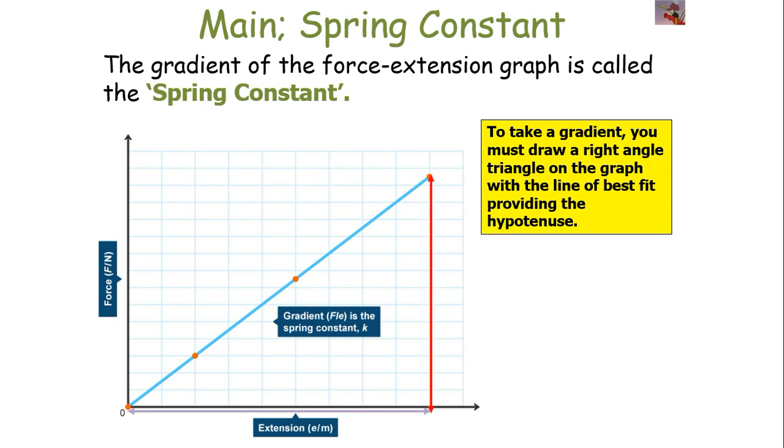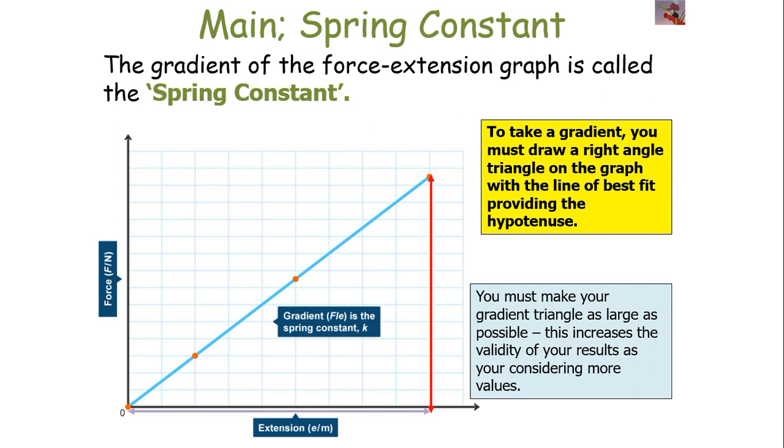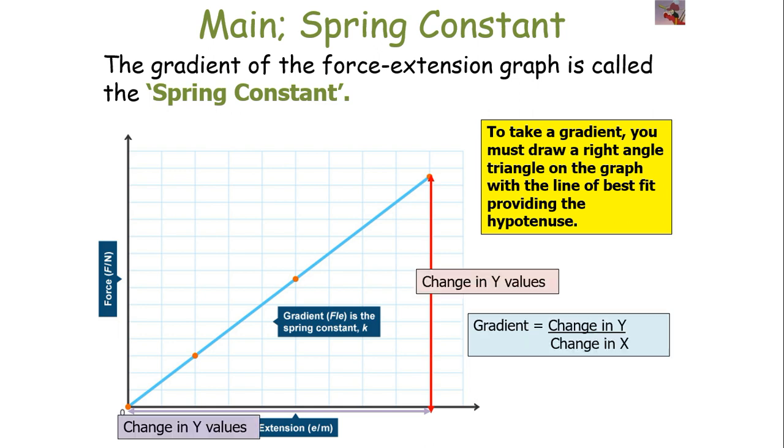Now, if you remember, how to work out a gradient is you make your right-angled triangle on the graph with the line of best fit providing your hypotenuse. Now, try to make your gradient triangle as large as possible because that increases the validity of the results as you're considering more values. So what you do is you say gradient is the change in y over the change in x. So it's the change in force over the change in extension. So it's F over E.